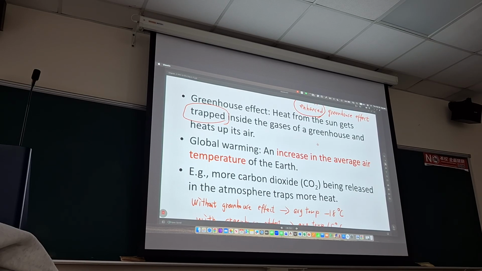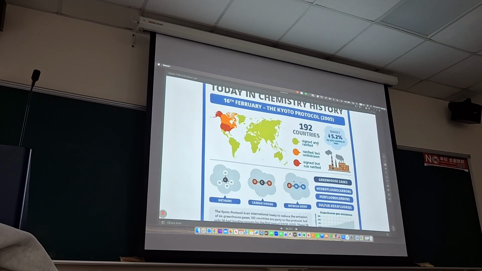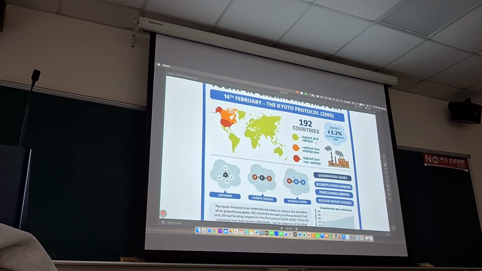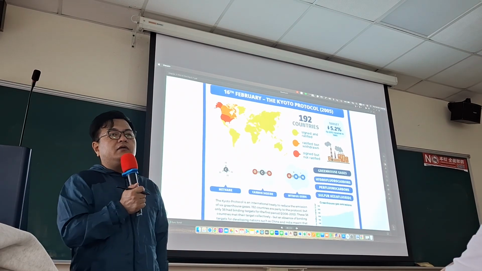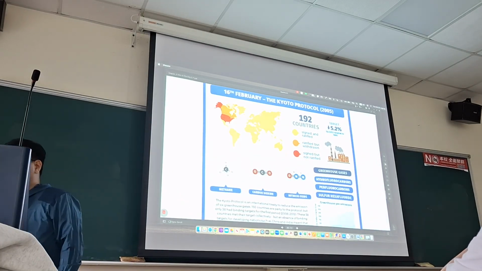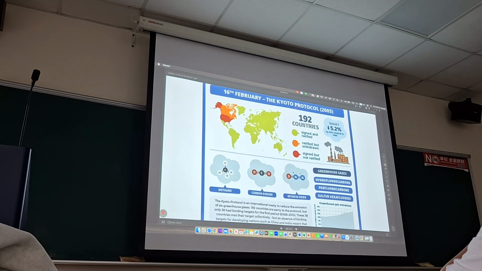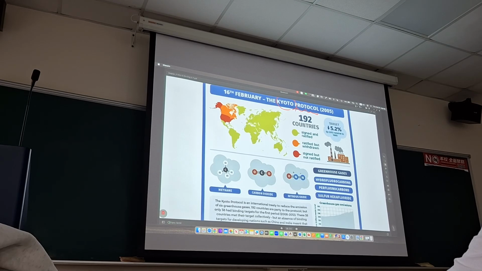enhanced greenhouse effect. Okay, so human beings, the scientists, and the governments all around the world noticed this. So they gathered together and set up the so-called Kyoto Protocol in 2005.